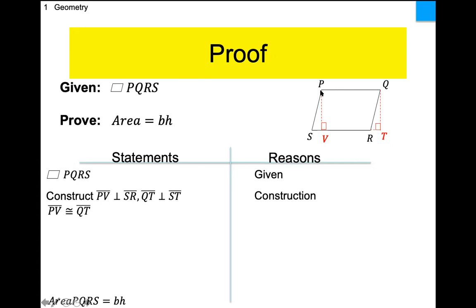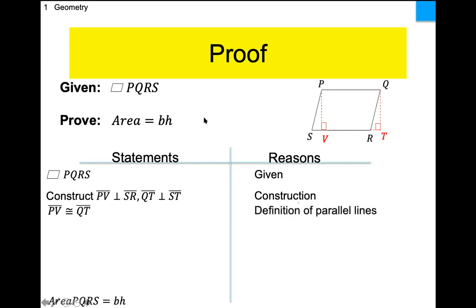And remember, in a parallelogram, opposite sides are parallel. That means they never change their relationship to each other. Therefore, any perpendicular that I drop down will be equal to any other perpendicular. Well, I already dropped two down. Therefore, those two, the ones in red, have to be congruent.